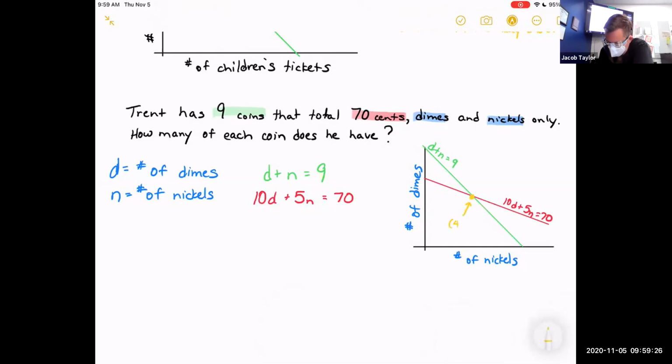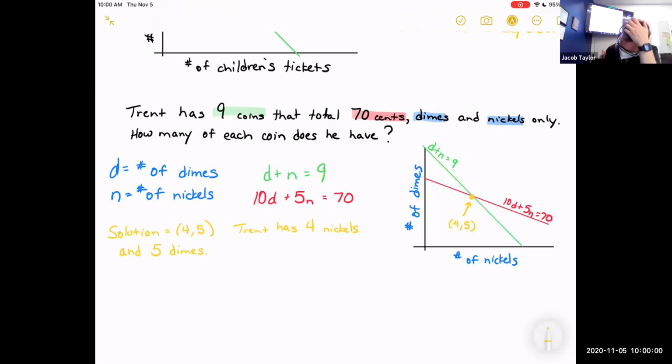And it's 4, 5. Exactly right. What does that mean? Trent has 4 nickels and 5 dimes.